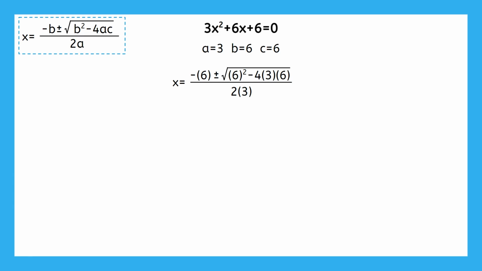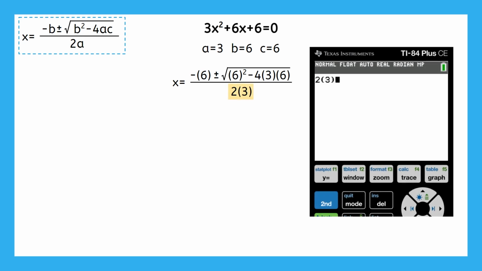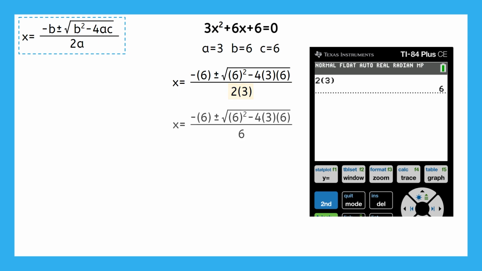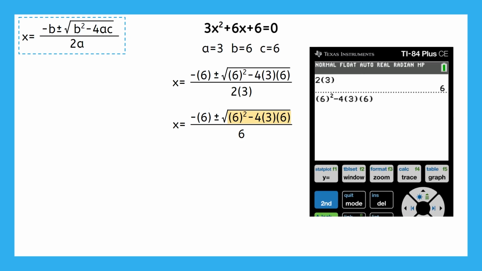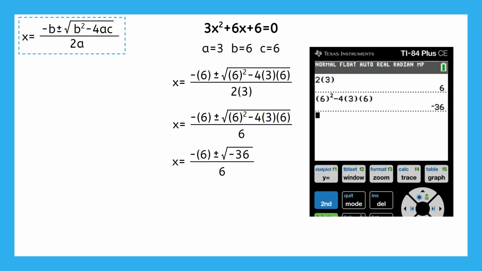Maybe if we work through the equation step by step and we use our calculators for each part, we'll be able to figure out exactly which part of the formula is causing the error. Grab your calculator and let's walk through this together. Okay, so first up is the denominator grouping. 2 times 3, which is 6. No error message there. Moving up to the numerator, we need to simplify the grouping inside the radical symbol. 6 squared minus 4 times 3 times 6. Do you get an error message when you type that into your calculator? I got negative 36. Still no error message.